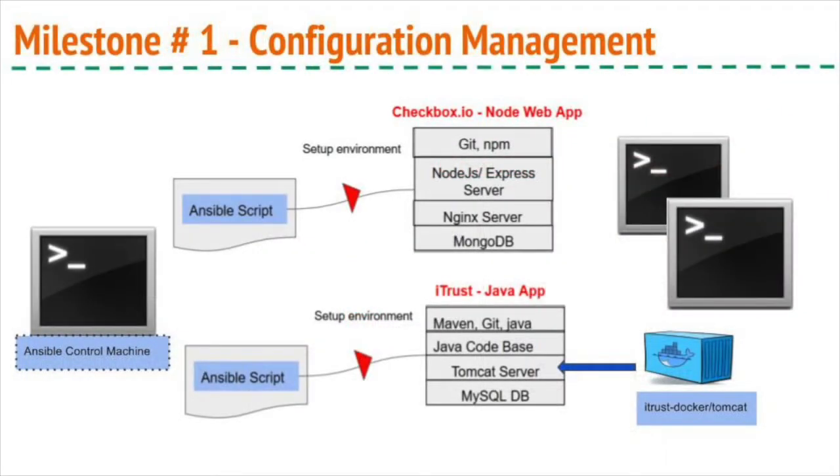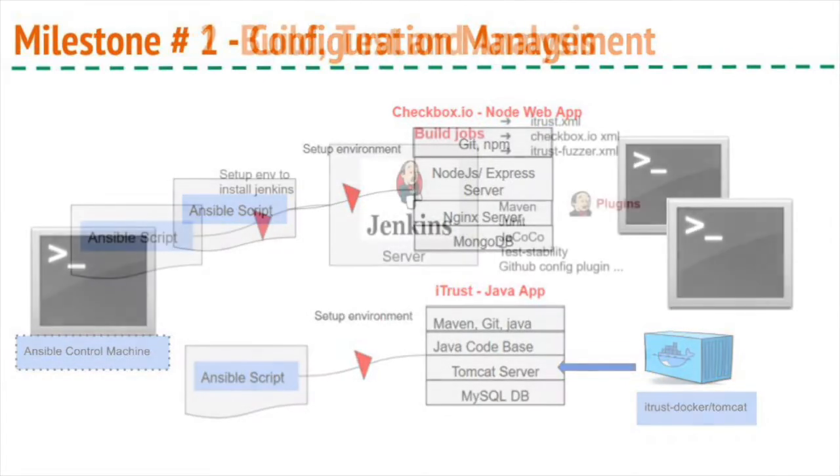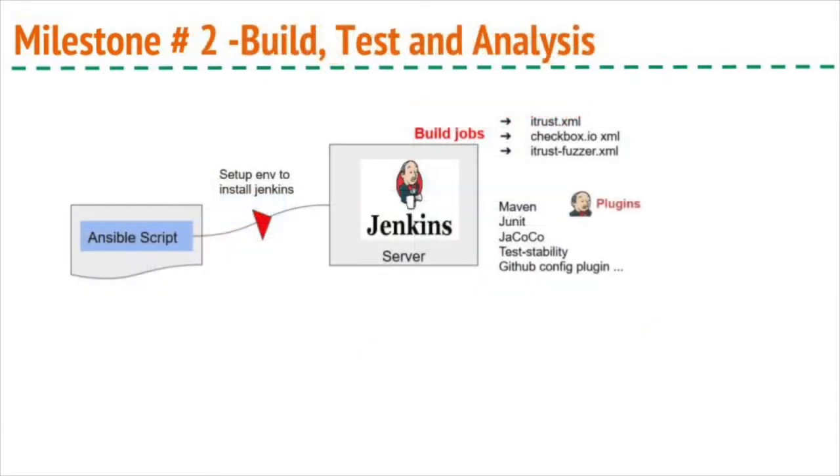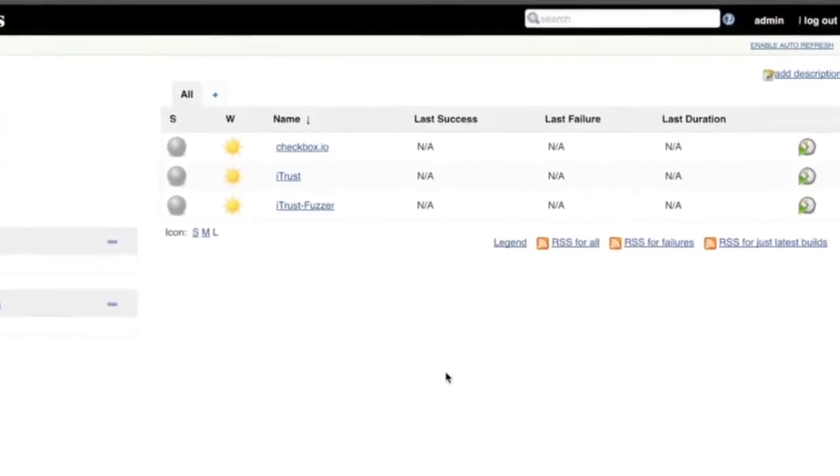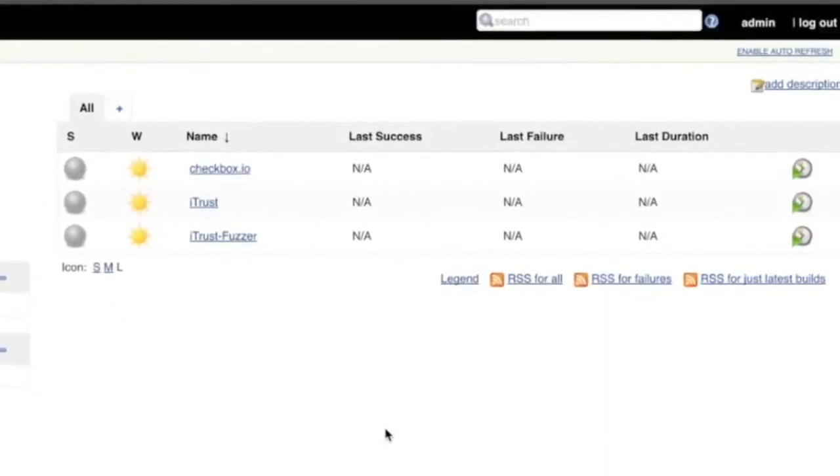Checkbox and iTrust were provisioned on 2 VMs by running Ansible scripts from a host machine which already had Ansible pre-installed. Milestone 2, Build, Test, and Analysis. For this milestone, we added an Ansible script to set up a Jenkins server and created various build jobs, one for Checkbox.io, one for iTrust, and one for running the fuzzing tool.